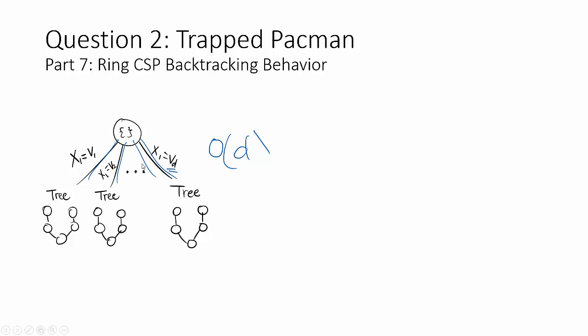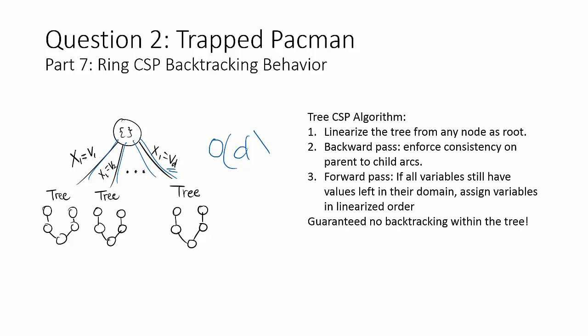However, in this question, we're not asked specifically about the efficient method that we had proposed in part 6, but instead, we're running standard backtracking search with arc consistency enforced after a reassignment. So why is it that we're guaranteed that we won't backtrack on the tree? Well, let's first recall the tree CSP algorithm shown here.